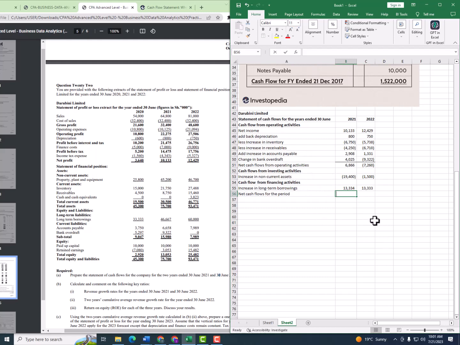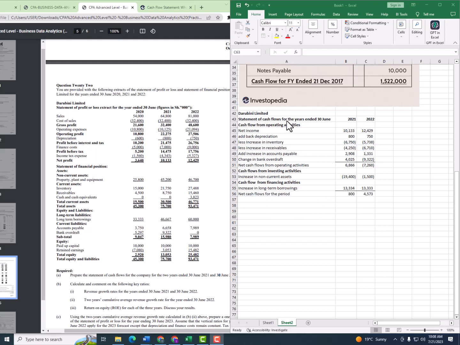So here we write equals this figure B51 plus B53 plus B55, hit tab. So we can see 800 for 2021, then we drag it and we can see 4,573. That was the net cash flows for the two periods. And then we can introduce a top border to make it neater and clearer. So now we have formulated our statement of cash flows for the 2 years, 2021, 2022.